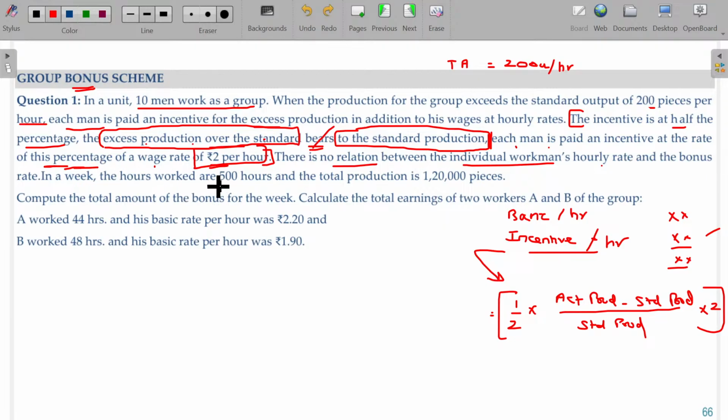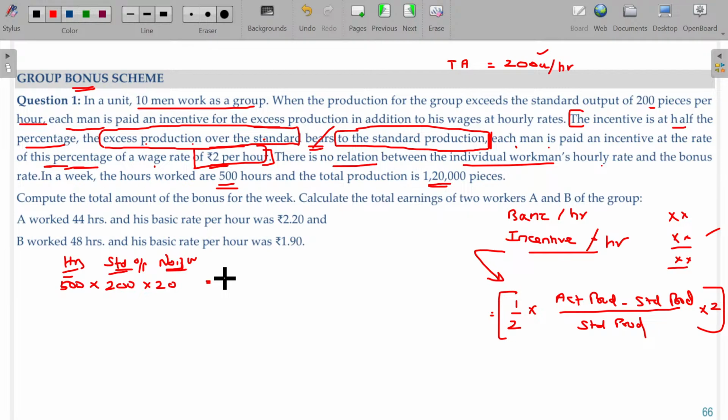In a week, the workers worked for 500 hours and the total production was 1,20,000 rupees. What is the standard time? For 500 hours, what production is possible? 500 into 200 units into 10 workers hours, and standard output, number of workers.